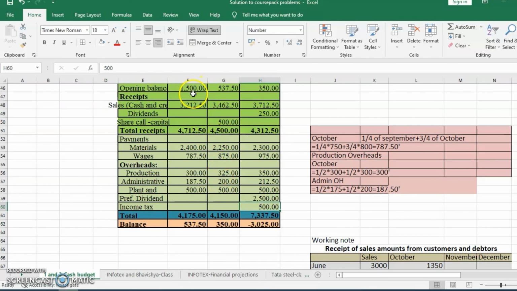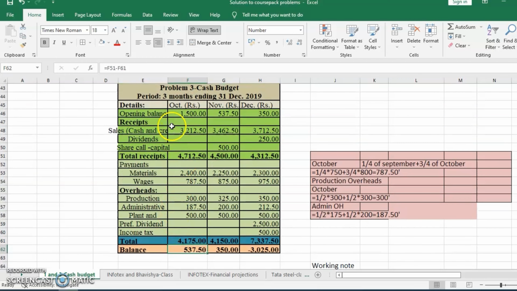So what we have done is add up all the receipts together and deduct all the expenses. The total of this payment is around 4,175. So 4,712.50 minus 4,175 is 537.5. This is the closing balance in the month of October, and we have a surplus, and this shall be carried forward to November. Add all this together, we got a total of 4,500, deduct all the expenses, and we got a difference of 350 rupees. The closing balance of November, which is 350, shall be carried forward to December.